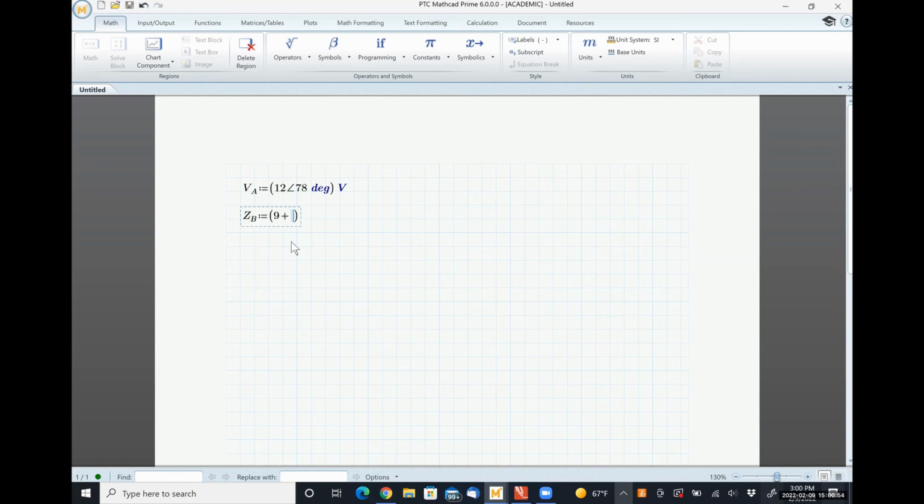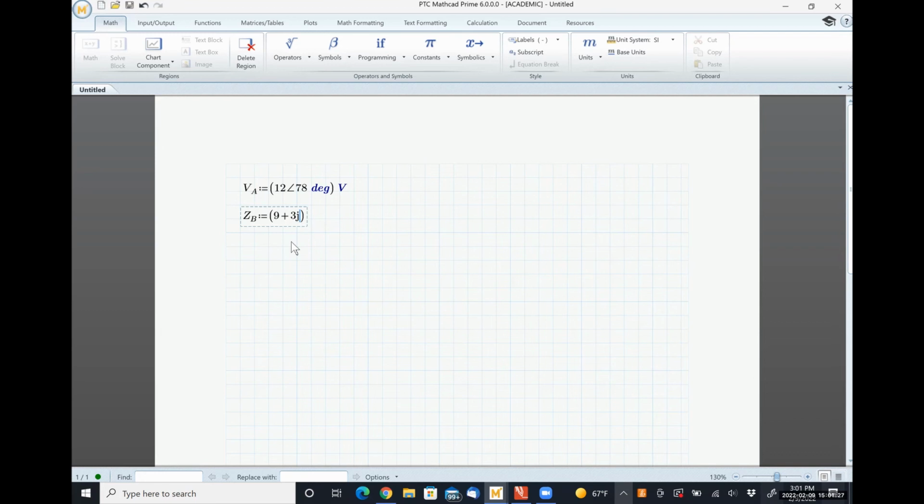If we put J3 in, it actually won't like that, okay? So instead, we can do 3j, and it interprets it correctly. So if we put j after the number, MathCAD interprets that as the imaginary operator, the square root of -1. If we put j before the number, it interprets it as an undefined variable j, and it's going to give us an error when we try to do something with it, okay? So 9 plus 3j is the correct way to do it.